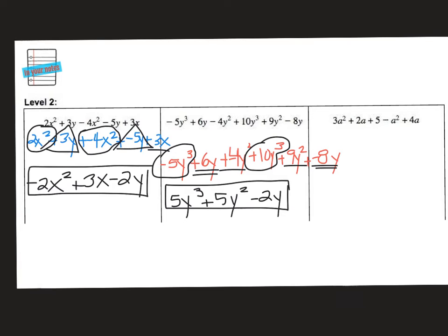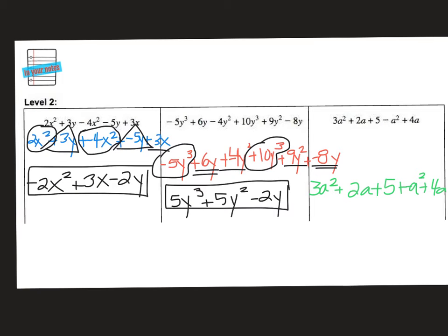All right, and our last one, I'm going to move this one up above here for a little more room. Actually, we'll come down here. So any minuses, we're going to make plus negative. So 3a squared plus 2a plus 5 plus negative a squared plus 4a.